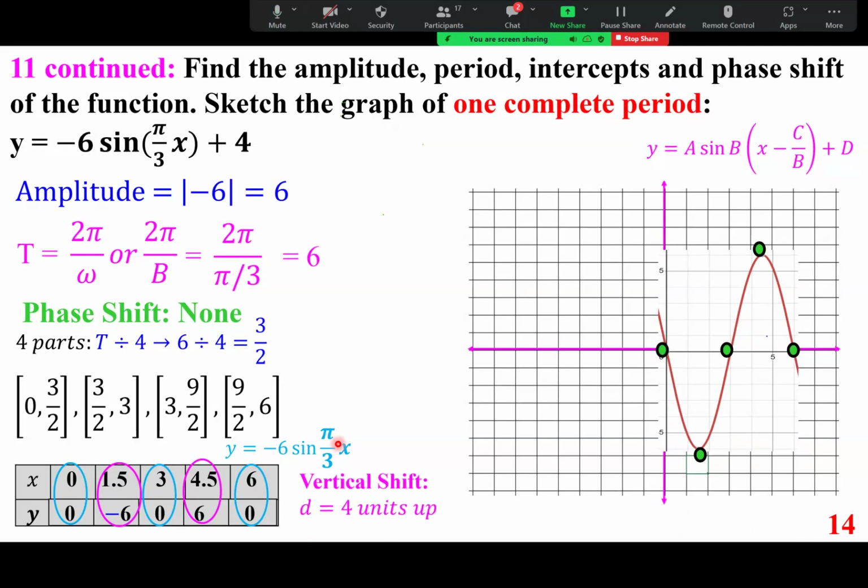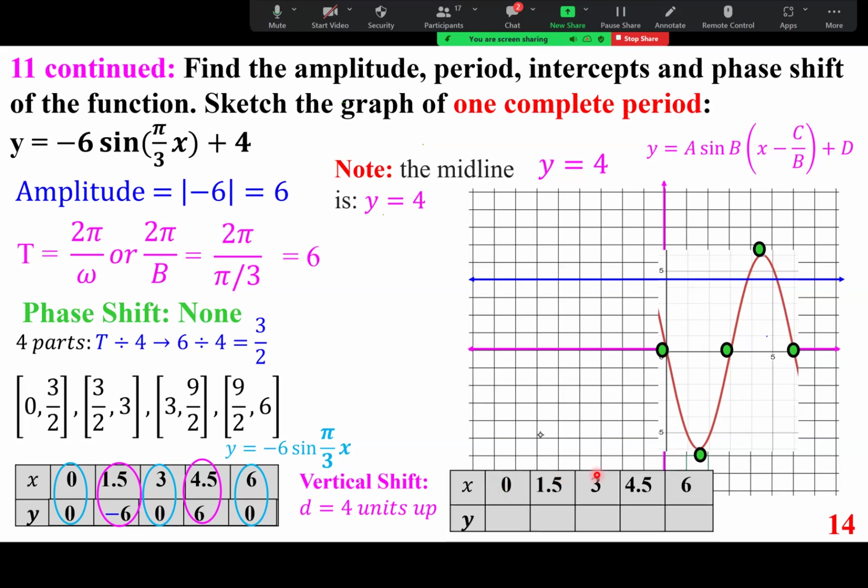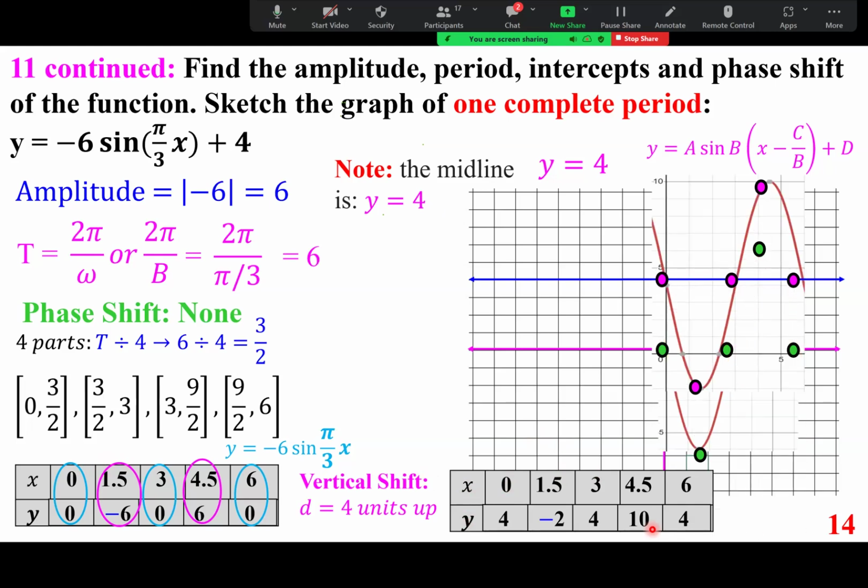There's a vertical shift. That means those points, just shift them up by how many units? 4 units. So same x coordinates, the y coordinates become 4, minus 2, 4, 10, 4. So y equals 4 shifts everything up. The midline is y equals 4, okay? That's what I was mentioning. So the same numbers for the x, the y add them, and they become the new points. And that's the graph shifted up by 4 units. Very straightforward, everybody. I hope everybody's fine with that.